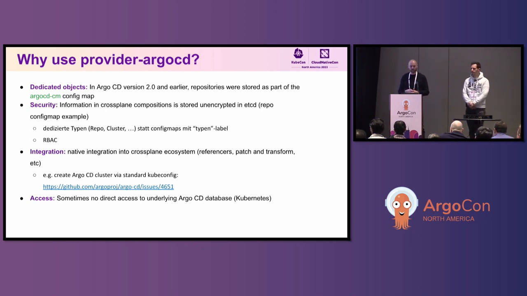That's exactly why we wrote that, because part of our journey was that when we started, Argo CD was at version 1.5 or 1.6 or so. It was like 2 or 3 years ago, and it didn't have dedicated objects for anything. There was a config map with a huge list of entries, all strings and blobs, and those were the repositories which Argo CD manages, the upstream Git repositories. So if you wanted to add another repository, you needed to check out the config map from Kubernetes, make your adjustments, and then push it back to Kubernetes.